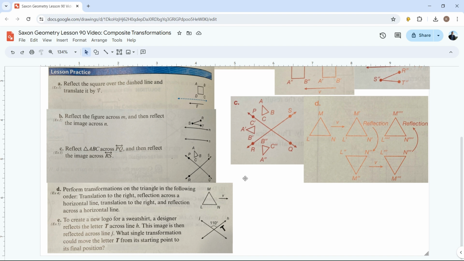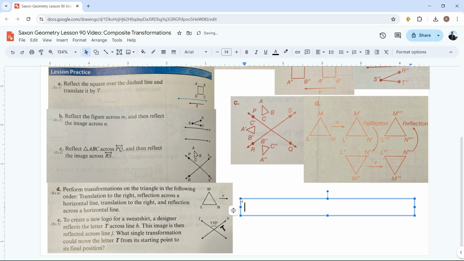All right, and then letter E. To create a new logo for a sweatshirt, a designer reflects the letter T across the line H. This image is then reflected across line J. What single transformation could move the letter T from its starting point to its final position? All right, when we reflect across two intersecting lines, what do we call that? Remember, the single transformation that we could have used for letter E is a rotation.